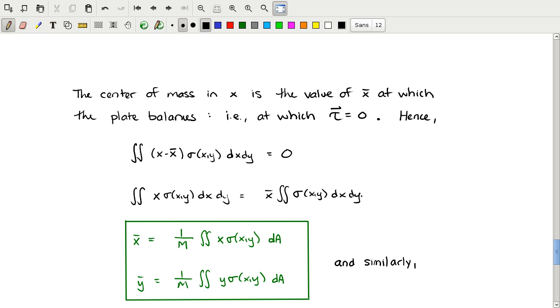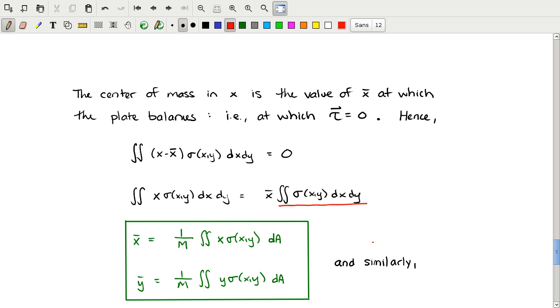But x bar is a constant. It is a particular value of x, which we are looking for as the center of mass, and so it can come out of the integral, and that allows us to finally solve for x bar by dividing both sides by this integral here, which is nothing more than the integral for the mass, which we already defined and called m. So when we divide through by the mass, we see that x bar is 1 over the mass times the double integral of x times the density function.